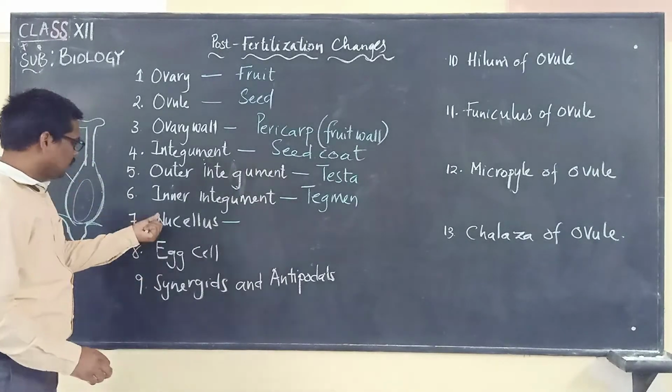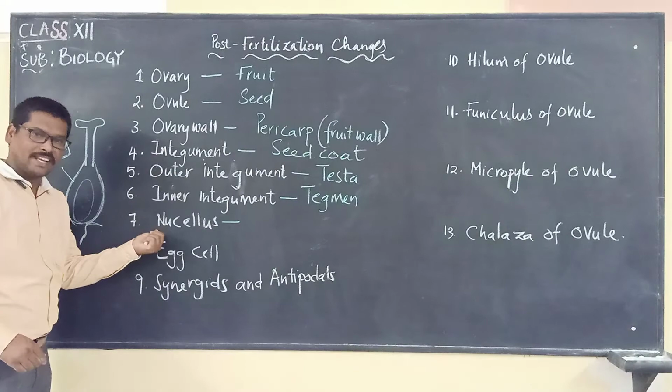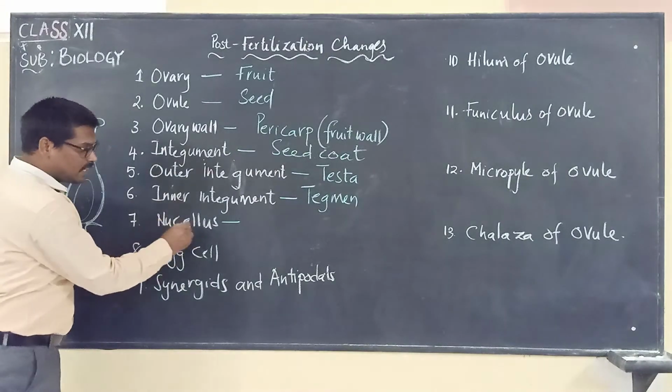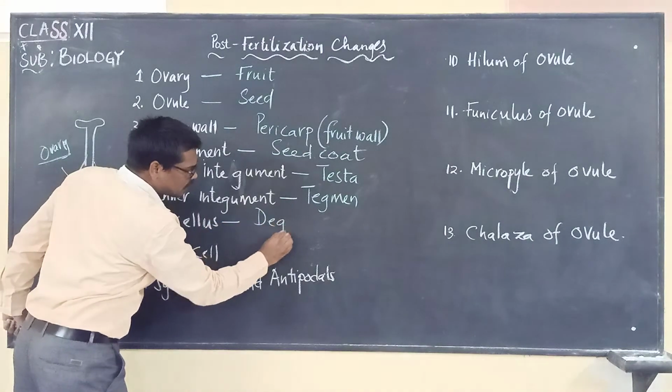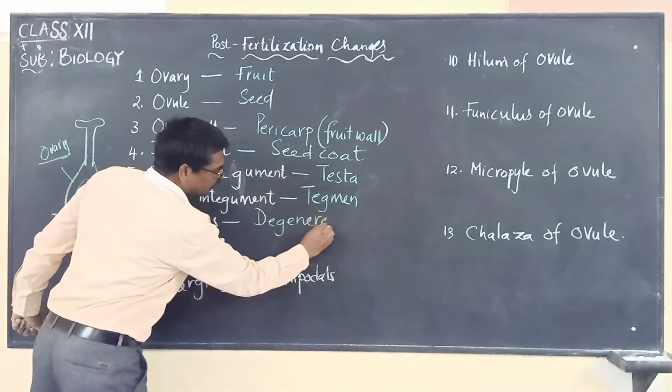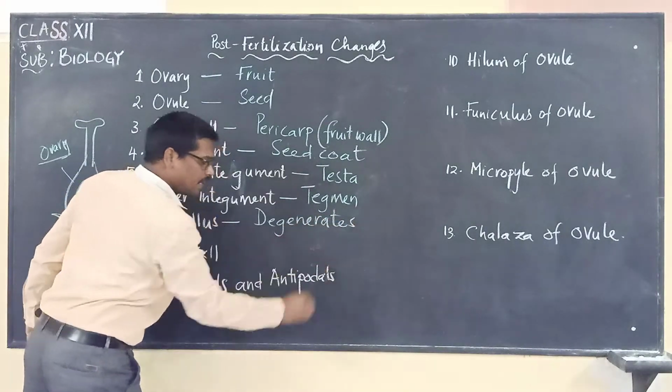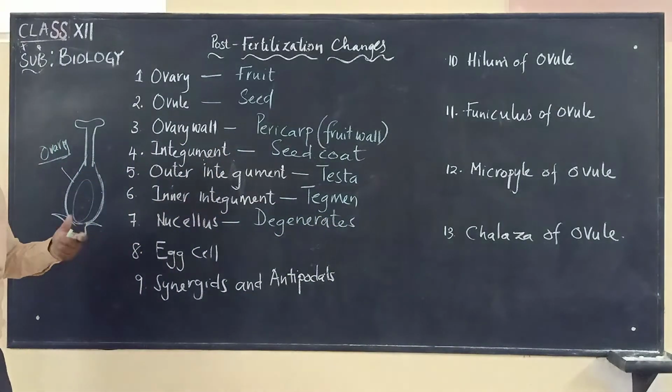So the next one is what? Nucellus. Next one is nucellus. Generally, what happens to this nucellus? It will degenerate. It gets degenerated, disappears.